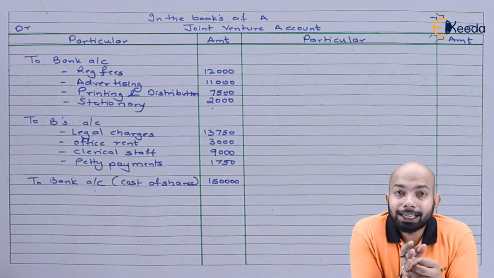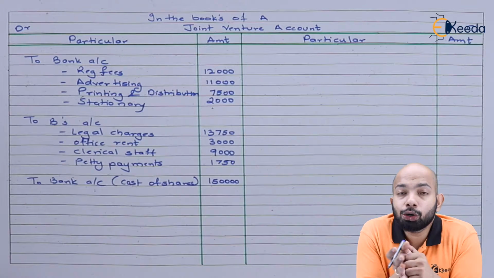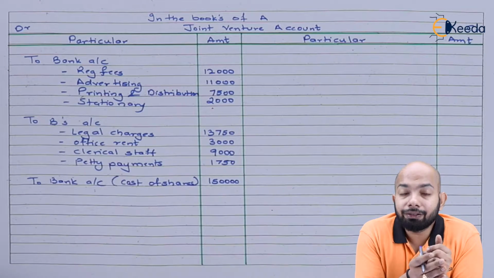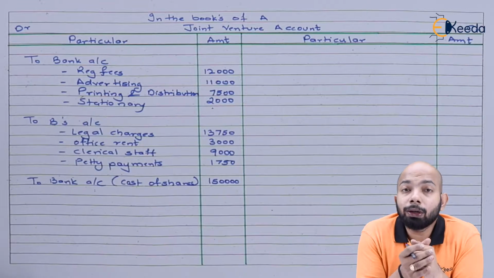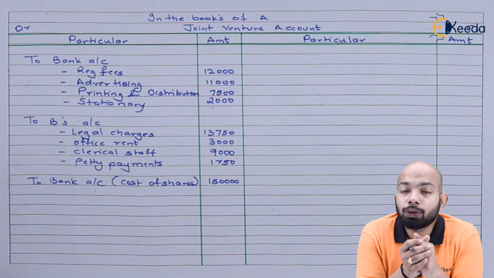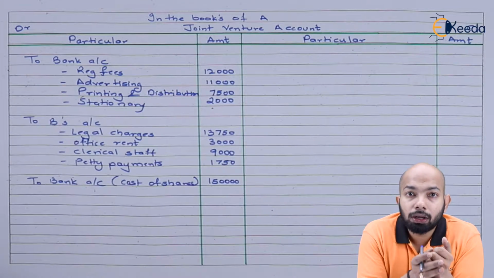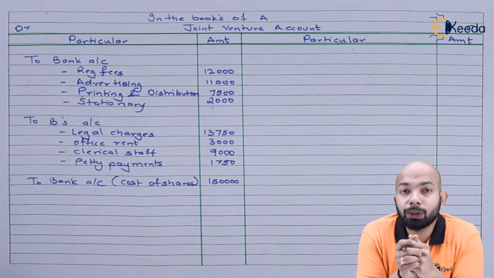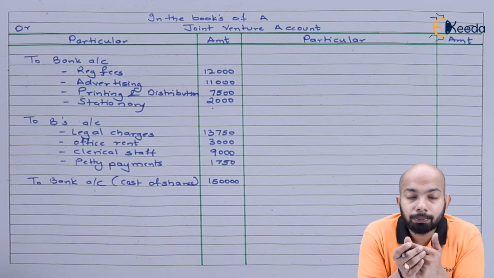Now that on the debit side we have already mentioned everything that is related to the expenses, let's mention on the credit side the income part. Now it has been mentioned that every share that A did hold, he sold it for 12.50 per share, out of which 50 paise was taken out as the specific brokerage amount per share. So let's figure out the calculation here. Now the entry will be bank account debit to joint venture account.